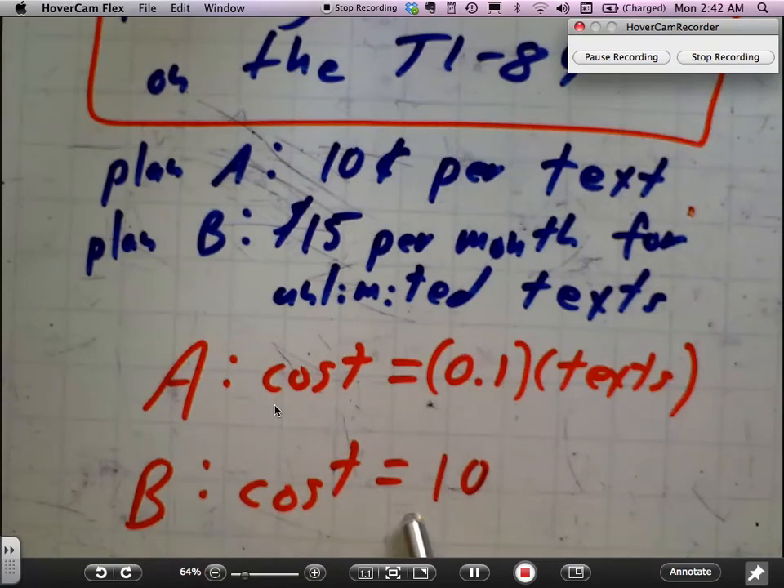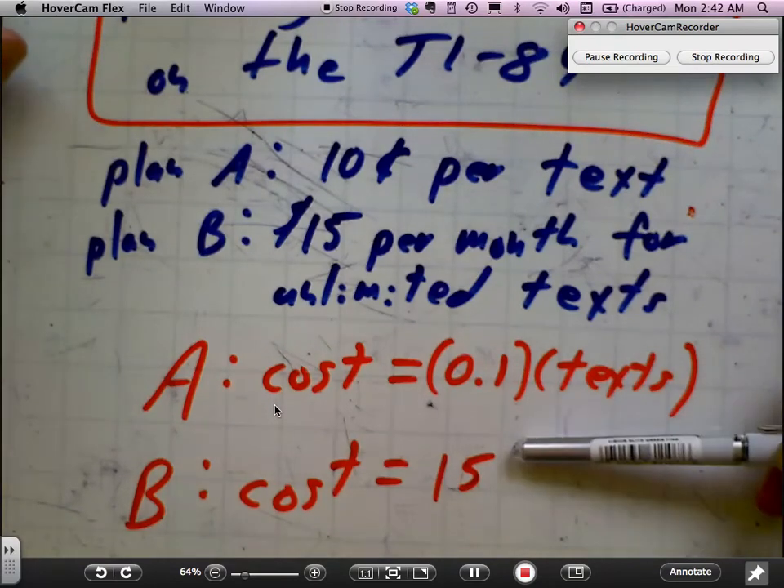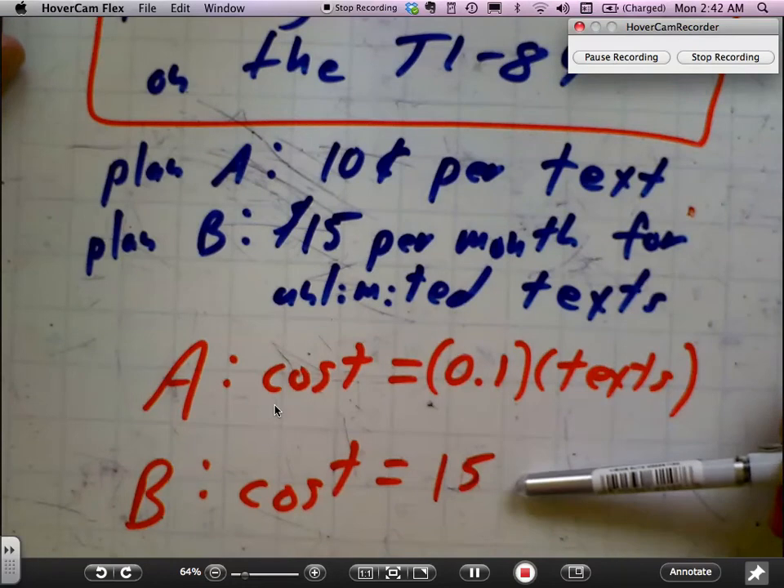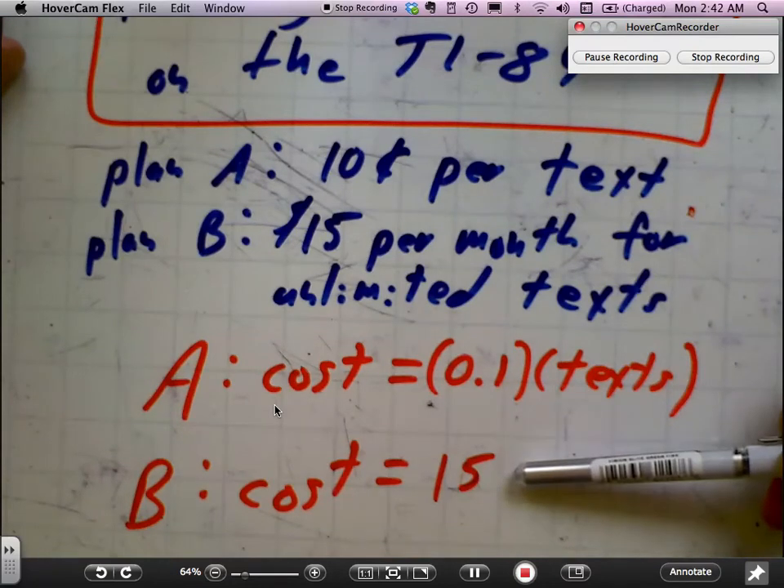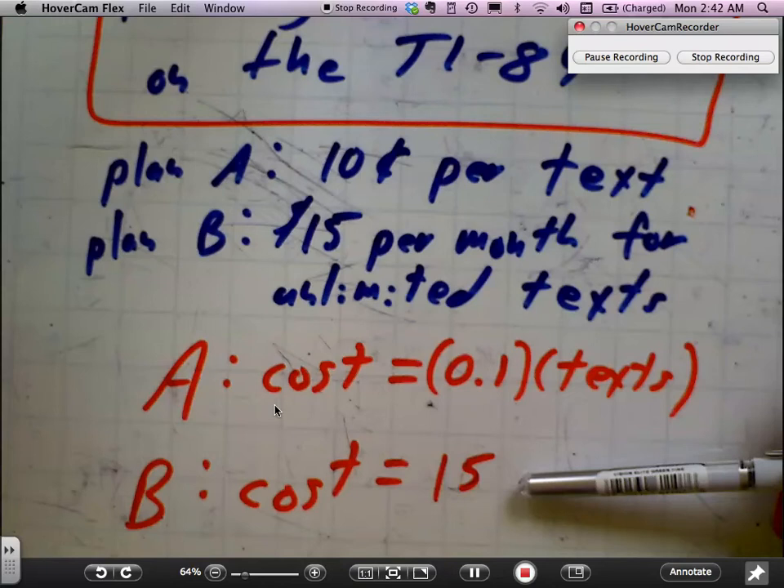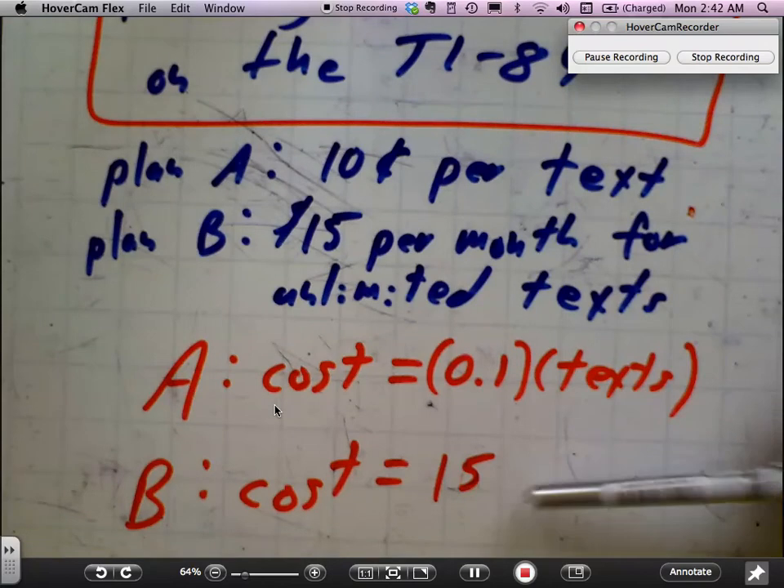The alternative plan, I messed that up. This should obviously say 15 because my cost is $15 per month for unlimited texts. So this just says I pay $15, but notice it's not a function of t, right? There's no texts in here, because if I send no texts, I pay $15. If I send 12 texts, I pay $15. If I send 3 billion texts, I will still only pay $15. So these are the 2 possible plans, and obviously what you need to figure out is, should I go for plan A or should I go for plan B?